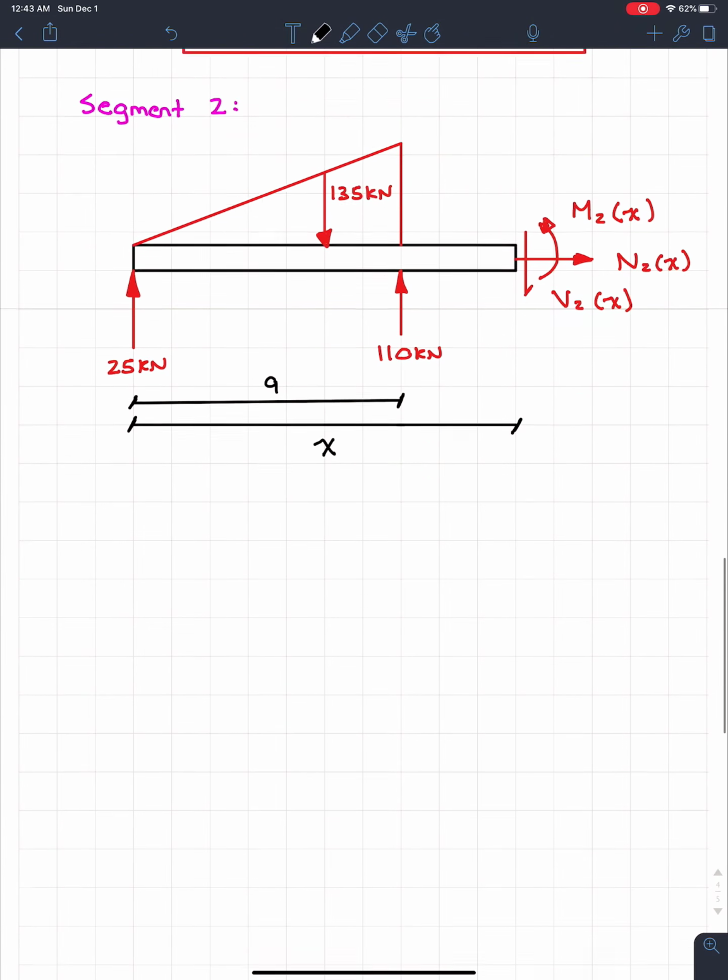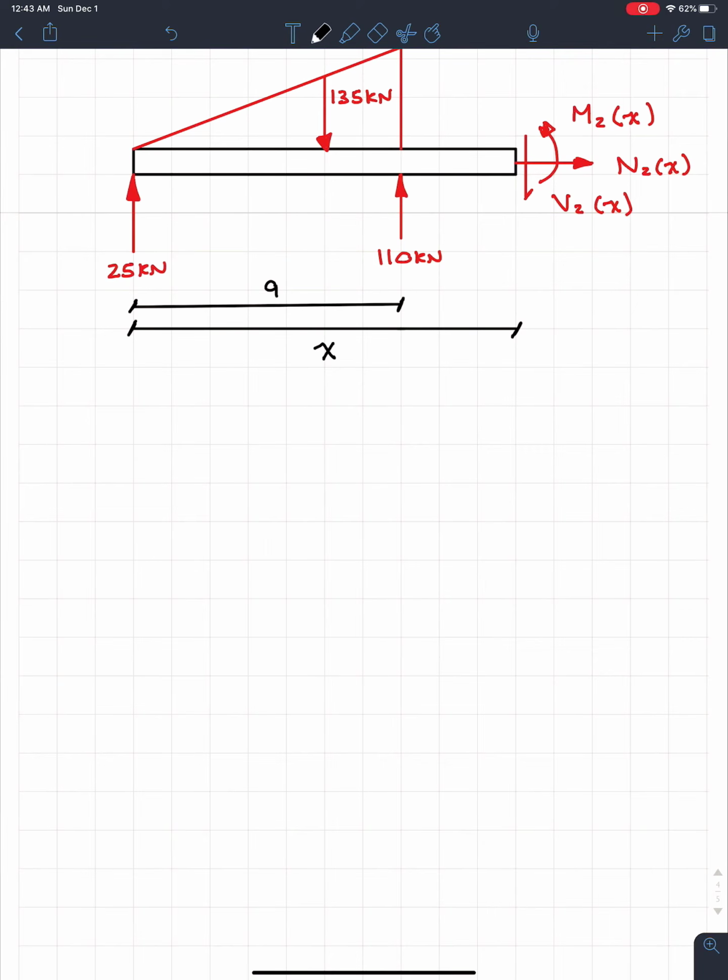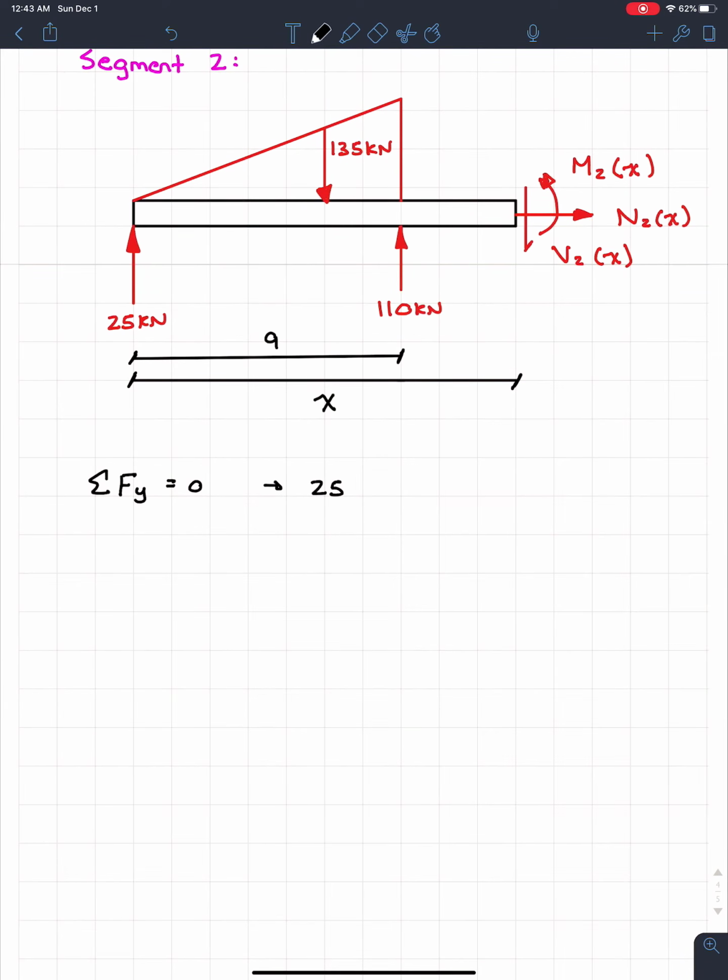So I don't even need to switch colors, because we're going right into equilibrium now. So I go sum of the forces in y is equal to 0. Well, it's actually going to be really funny, because we're going to get 25 going upwards from the 25 kilonewtons, minus 135, plus 110, and then we go minus V2 of x, and that's equal to 0.